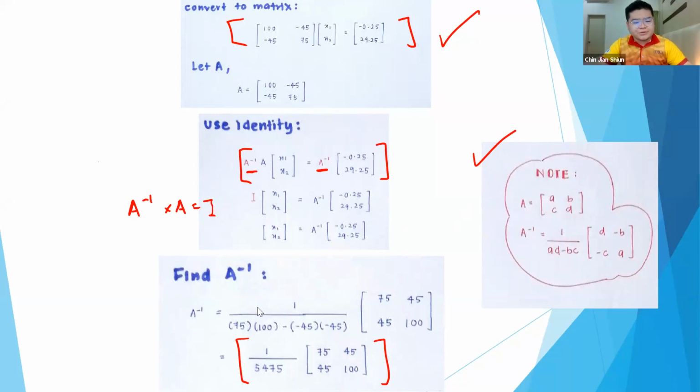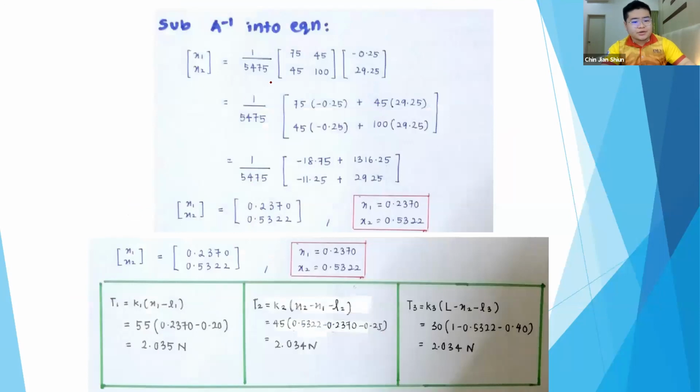So until here, we basically get the inverse value of A. Our job is to substitute the inverse of A into this equation because we want to find x1 and x2. After substituting the value of A inverse, we multiply this with this first, and we get this. Then we multiply the fractions into the actual answer. So our final answer after all the calculations is x1 equals 0.2370 and x2 equals 0.5322. We are using 4 significant figures.